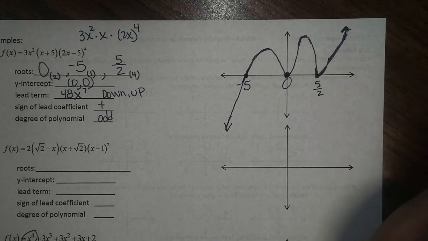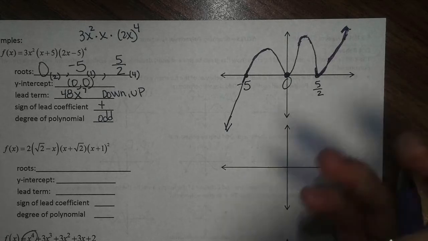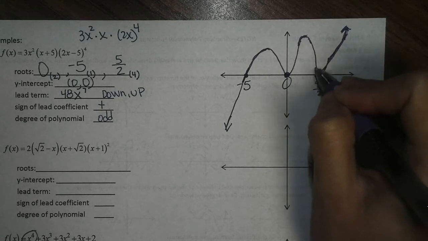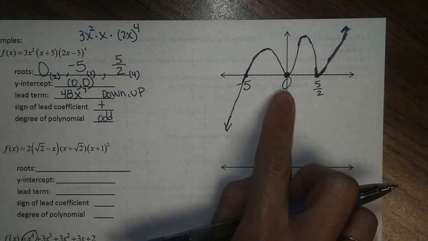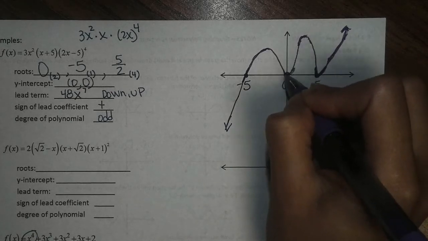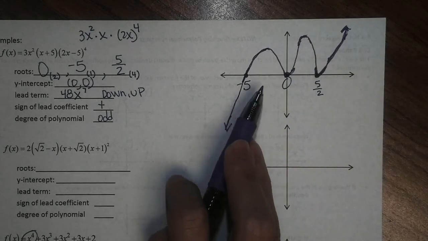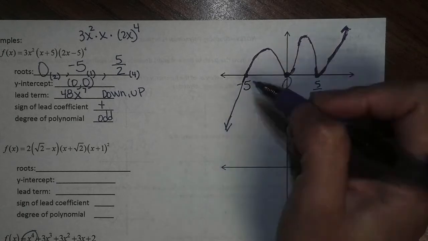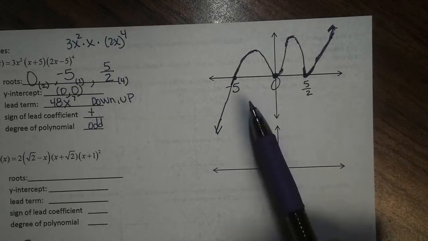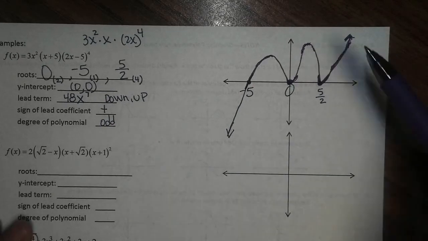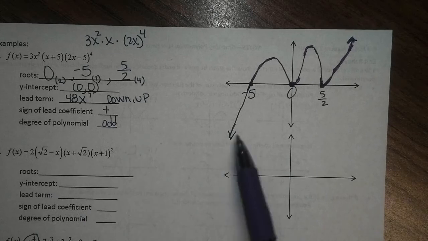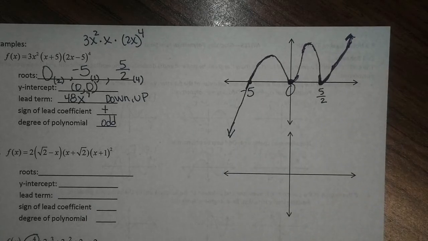And on the test, that's all I'm going to ask you. I'm going to ask you, at the 5/2, does the graph cross or bounce? You're going to put bounces. At 0, does the graph cross or bounce? You're going to put bounces. At -5, does the graph cross or bounce? You're going to say crosses. And that's really all you're expected to do on the test, plus the end behavior. So I will ask you, what is the end behavior? And you'll tell me down, up. So let me pause for questions.